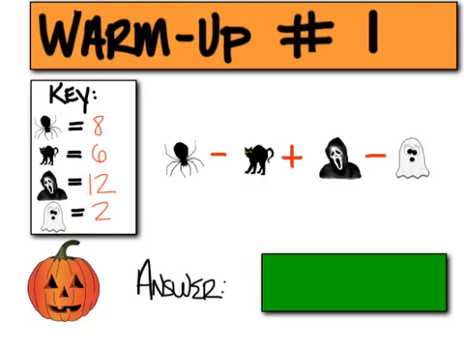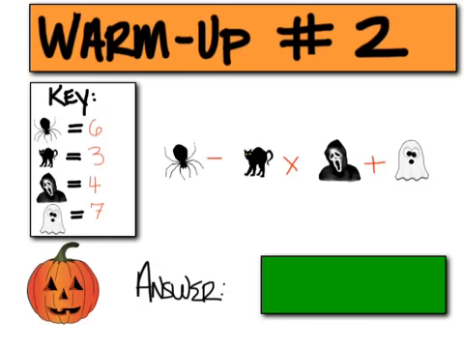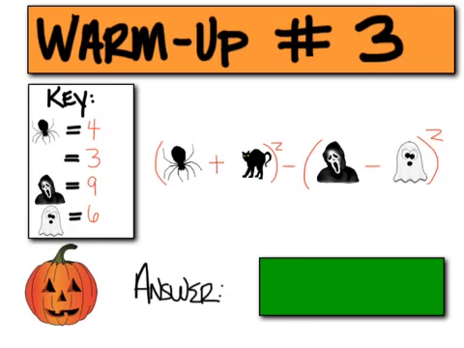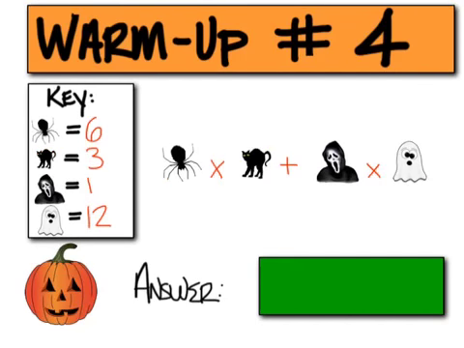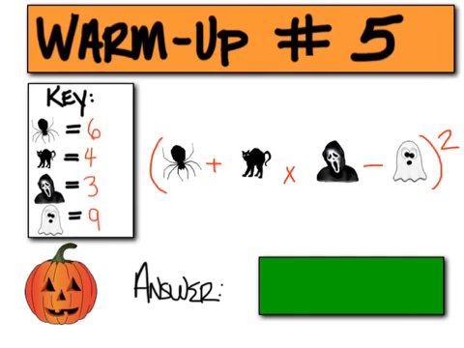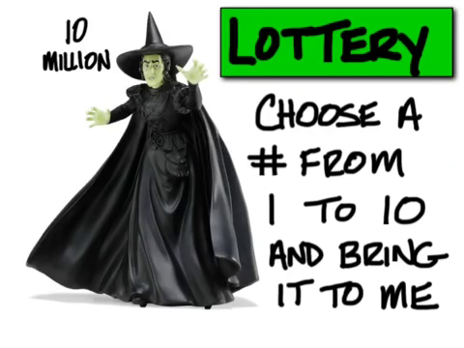Alright, warm up problem number 1. Alright, answer for this one is 12. Number 2. Alright, answer for this one is 1. Number 3. Alright, answer for this one is 40. Number 4. Okay, answer for this one is 30. Number 5. Alright, answer for this one is 5. Or 81. Answer for 5 is 81.